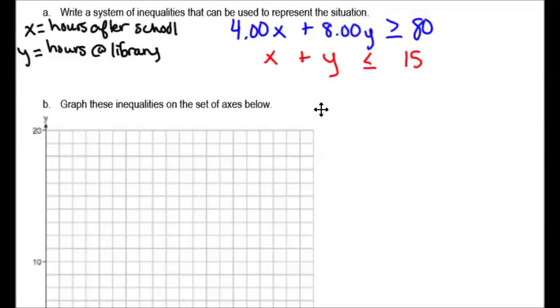Okay, so let's take a look at that blue one. We want to get y by itself.